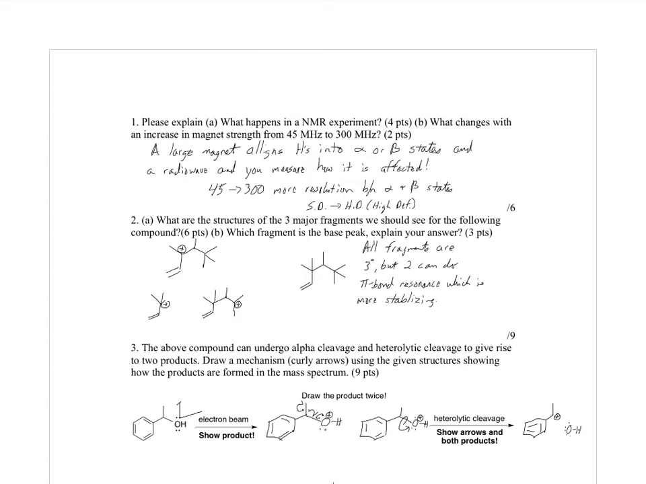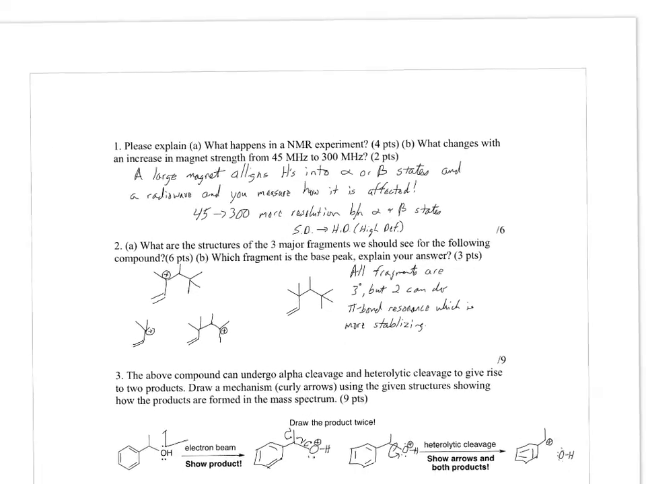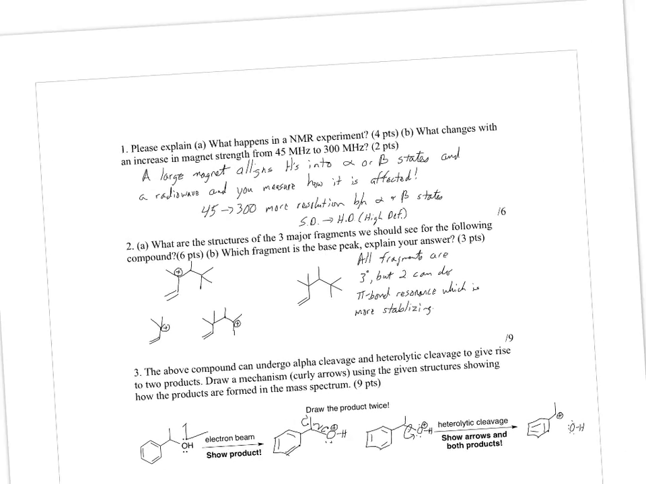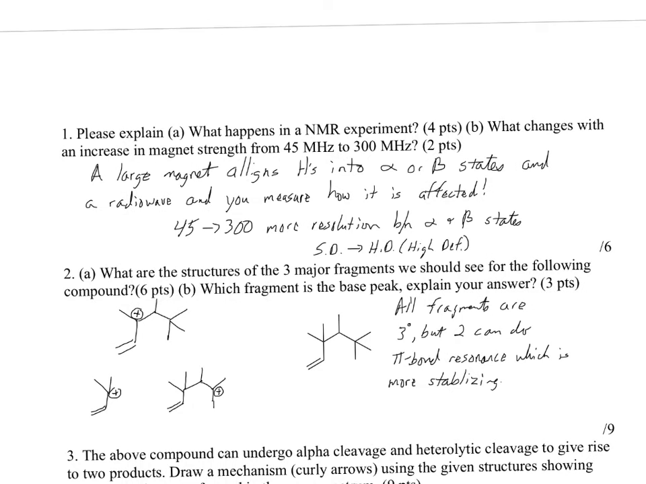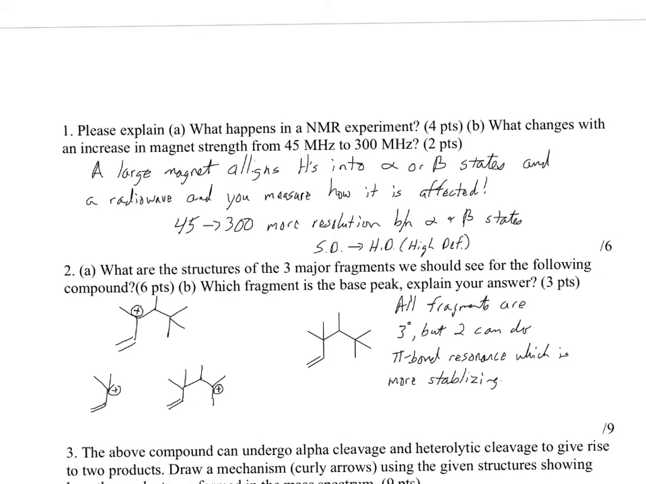Alright, we'll be going over the key for exam number 2 from 2014. So the first question here asks, please explain what happens in an NMR experiment. What changes with an increase in magnet strength from 45 megahertz to 300?